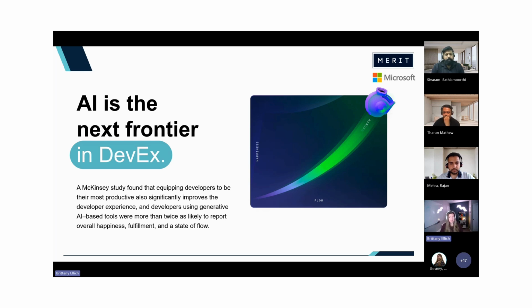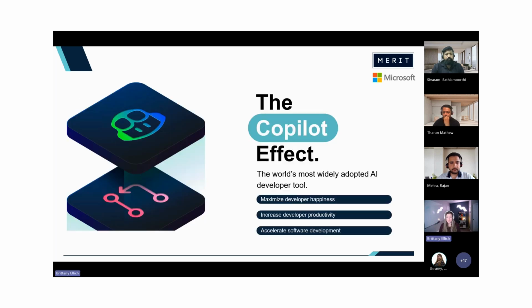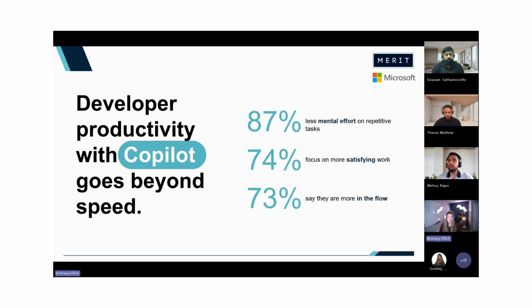I'm going to talk a little bit about what that looks like specifically for GitHub, which is GitHub Copilot, one of the world's most widely adopted AI tools. I can confirm as a developer myself that it does indeed maximize developer happiness, based on studies we've done, just doing research with developers that use this day to day. It increases developer productivity and accelerates software development. It's one of the most exciting tools that has come out of generative AI, personally, that I work with day to day.